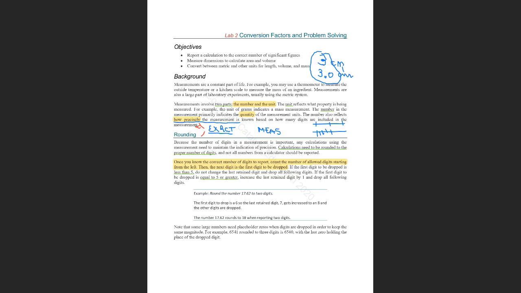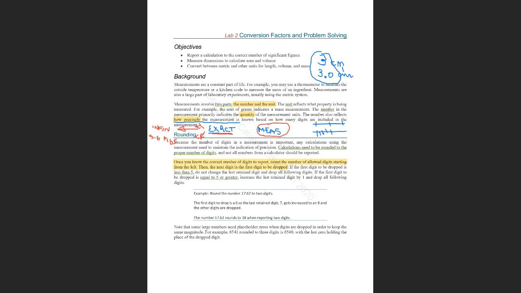So when we say exact, these are conversion factors, the other kind of exact number. We are saying that we think that we have infinite sig figs. What does it mean? Infinite sig figs means no error. Those are the exact numbers. But the measurement is always going to have an error.